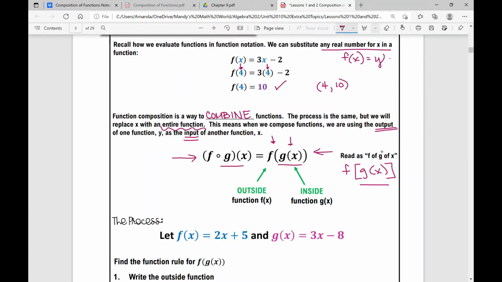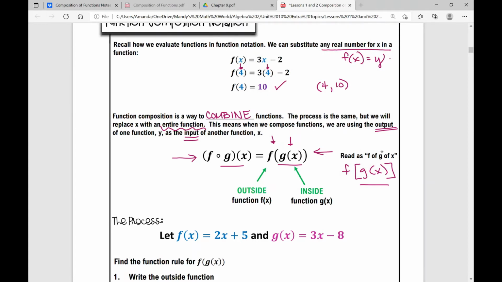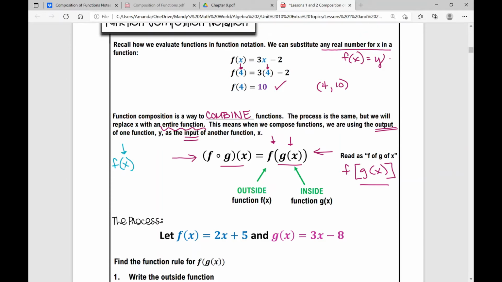If you think about your function notation that we wrote at the top, I'm replacing x, so instead of f of x, what am I replacing x with? I'm replacing it with, rather than a real value, a real number in this situation, a function, which is g of x. So what I'm going to do is put g of x inside of f of x. That's how I'm going to combine those functions.